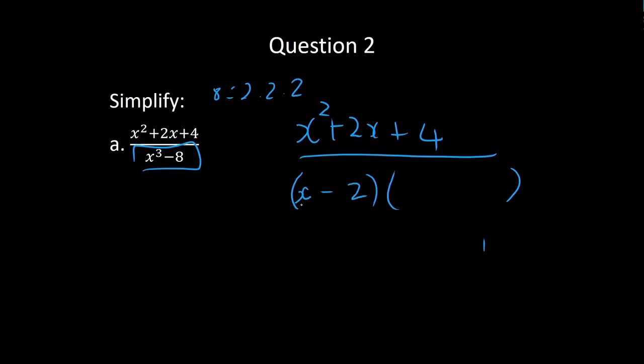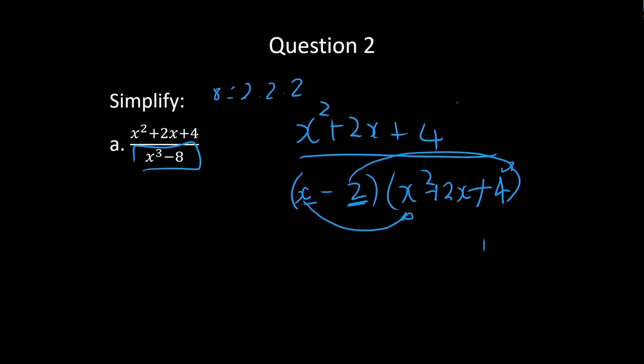Your second bracket will be your first term from the first bracket squared, and then plus the second term in your first bracket squared, so negative 2 squared gives me positive 4. Your middle term is the product of the two terms, so x times negative 2 is negative 2x, but with the opposite sign. So this will be plus 2x as the middle term in that second bracket.